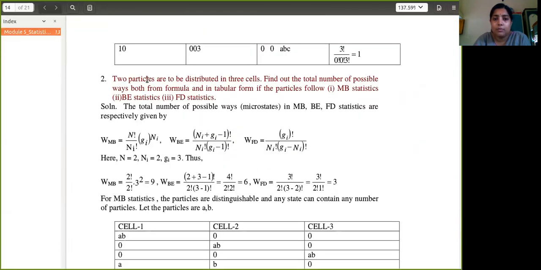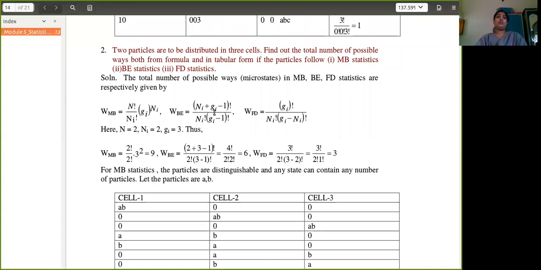In the next problem, two particles are to be distributed in 3 cells. So we have 2 particles and 3 cells. Find out the total number of possible ways, both from formula and in tabular form, if the particles follow MB statistics, BE statistics, and FD statistics.